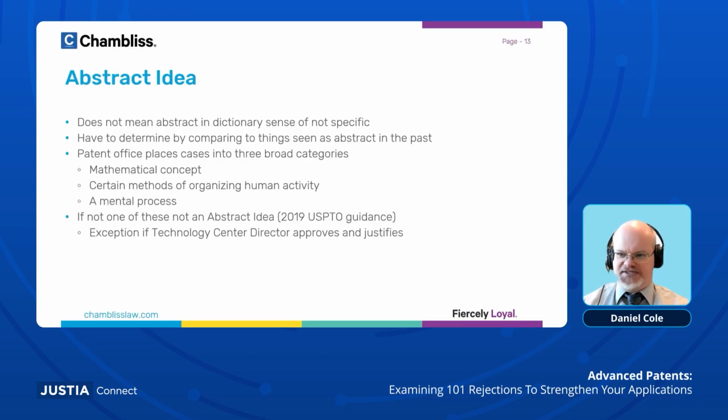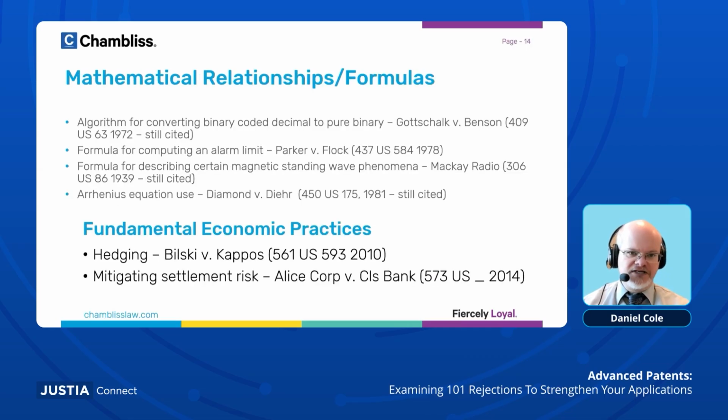Maybe in the plain example that I gave before, I would argue there would be better ways to say that's not patentable with 112 rejections, but that might be an example of where the technology center director would say, this is an abstract idea, and here are the justified reasons. But the three that the patent office currently uses are mathematical relationships and formulas.